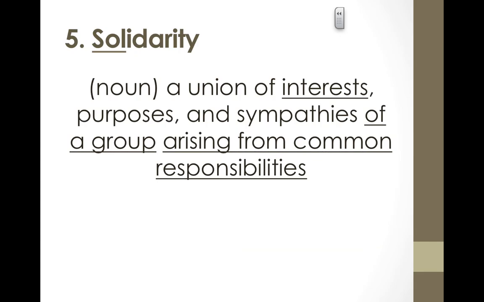Number 5 is the word solidarity. We see the prefix sol, S-O-L, which normally means alone or acting as one. This is a noun. When you have solidarity, you have a union of interests, purpose, and sympathies that arise from common responsibilities or common ideals.